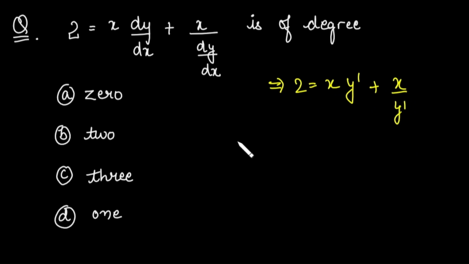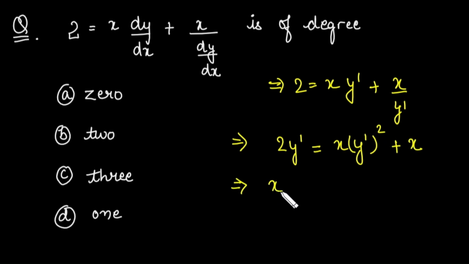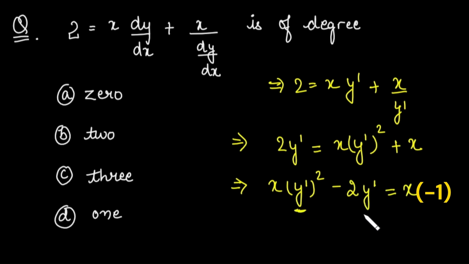That is the first order derivative. Now simplify this. We have 2 times the first order derivative equal to x times the first order derivative squared plus x. So this is x into the first order derivative squared, minus 2 times the first order derivative, equal to x. This is the differential equation of first order. The first order derivative occurs 2 times: here the power is 2, here the power is 1. So we take the highest power, and the highest power is 2. So in this case, the degree of the differential equation is 2.